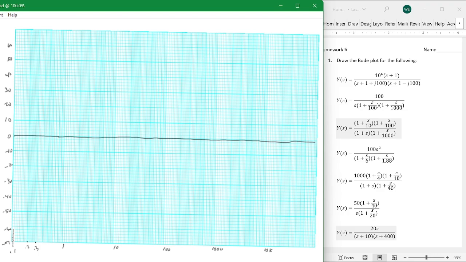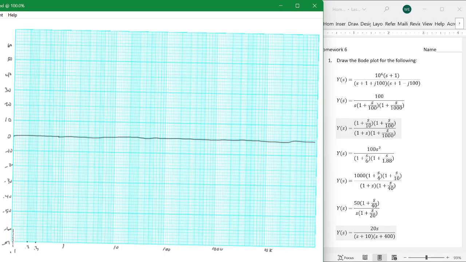Now, we're going to skip number 1 for a little bit, because it's got 2 parts in there, and we're not going to worry about those right now. We're going to worry about this one right here. This one has some variables over it, and the rule is this: you get it into this form, a 1 plus s over something.